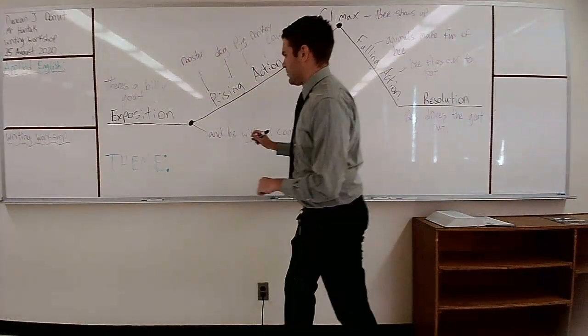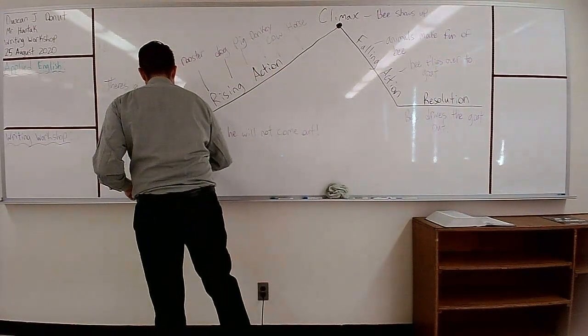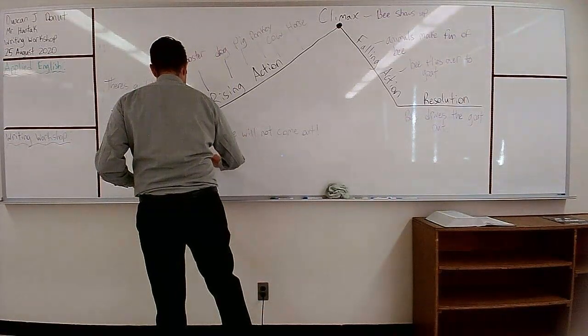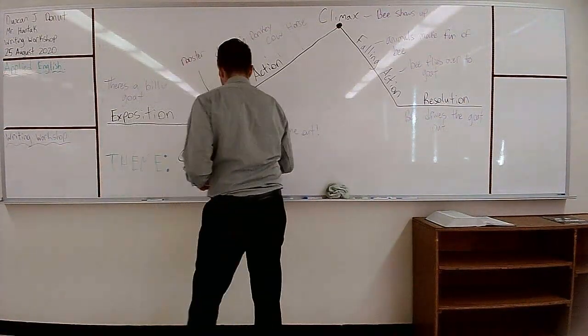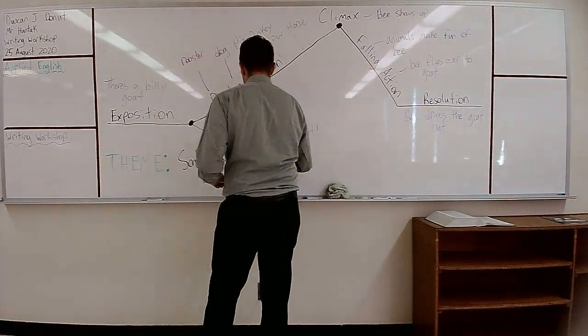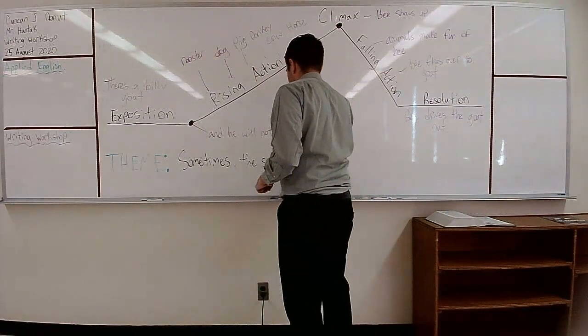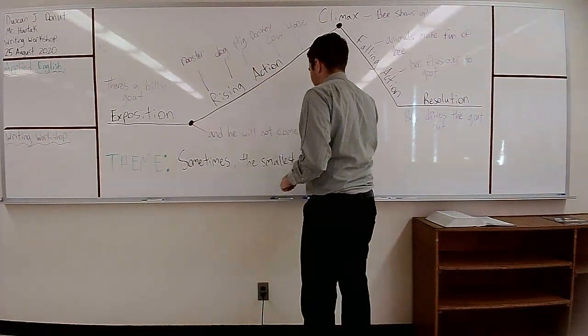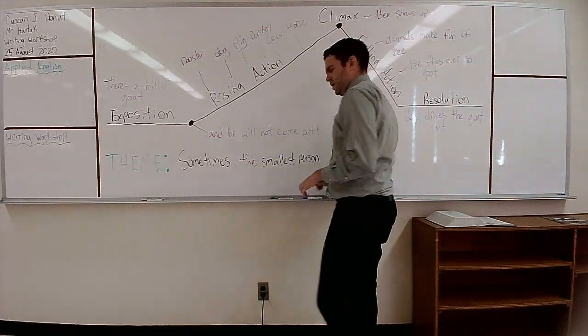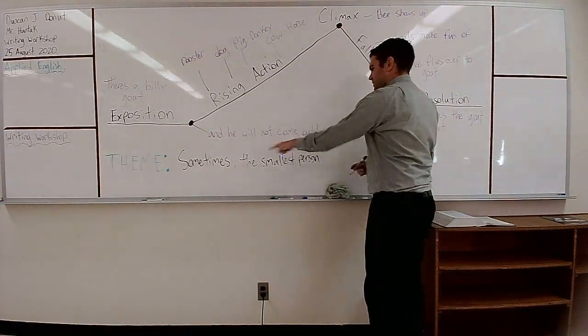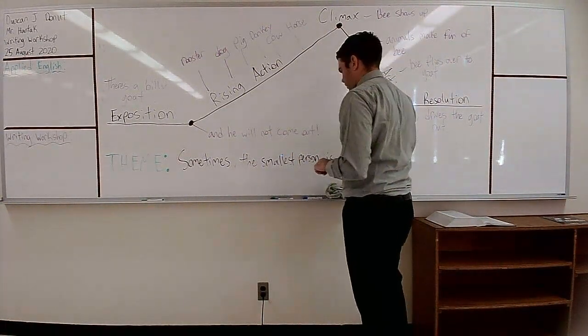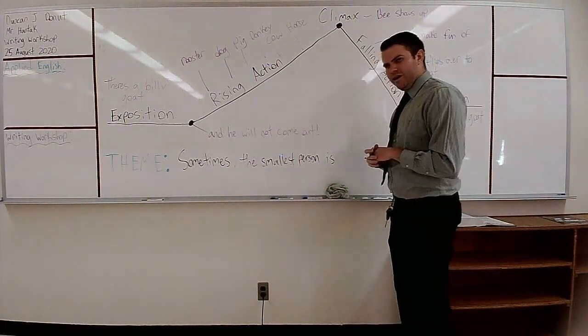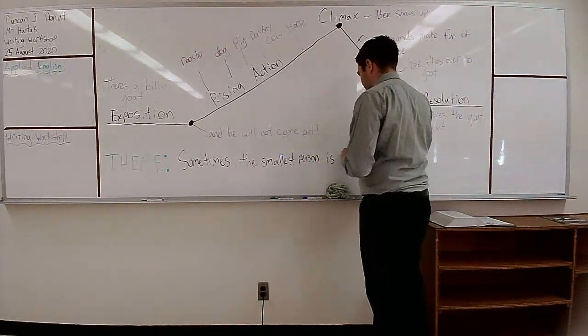So our theme in this story is that sometimes the smallest, I'm going to say person here. I know in the story it's a bee, but we can apply the same message to our own lives. Sometimes the smallest person, or the weakest, or the gentlest, however you want to frame that, is the strongest.